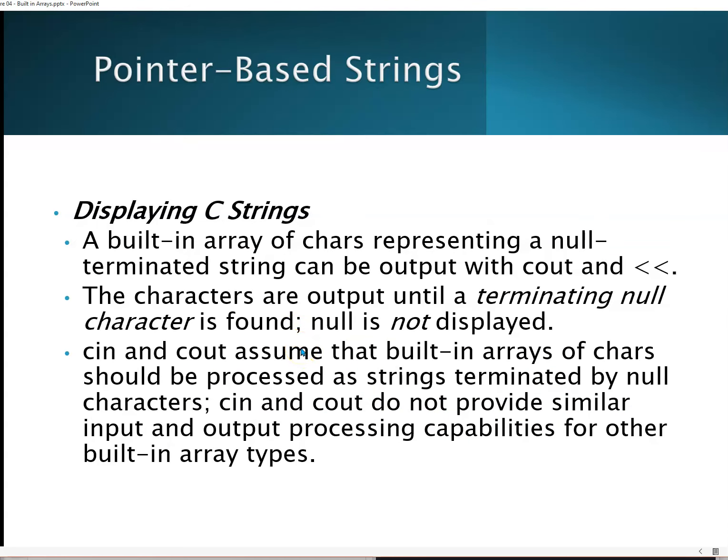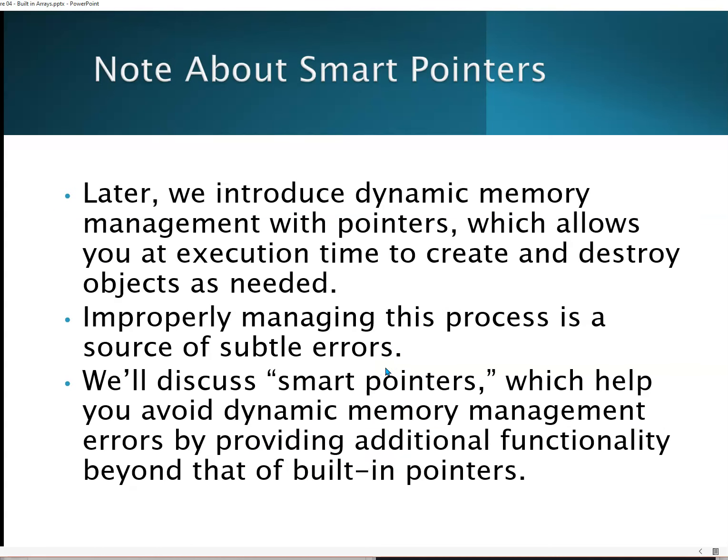So to display C strings, the characters are output until a terminating null is found. Cin and cout assume that built-in arrays should be processed as strings terminated by null characters. They do not provide similar input and output processing for other built-in array types.